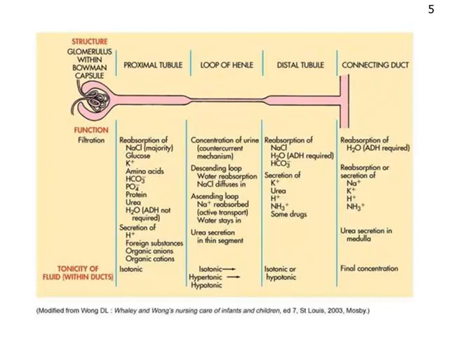Then in the loop of Henle, we get concentration of the urine, we get water reabsorption, sodium reabsorption, and so on. In the distal tubule, reabsorption of some more substances as well as secretion of some more substances. And then finally in the connecting duct, some more reabsorption, some more secretion, and then whatever's left after all that is going to be what's in the urine. So it's a continuous process going on of shifting back and forth between the blood vessel and the renal tubule.